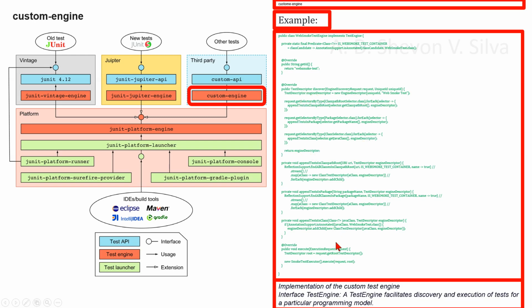Execution: when requested by the platform, the engine must be able to execute a given execution request. This request contains a TestDescriptor referencing the test to be run and provides the EngineExecutionListener to the engine. The former was previously returned by the engine's own discover method. The latter is used by the engine implementation to fire test lifecycle events such as execution started and execution finished.